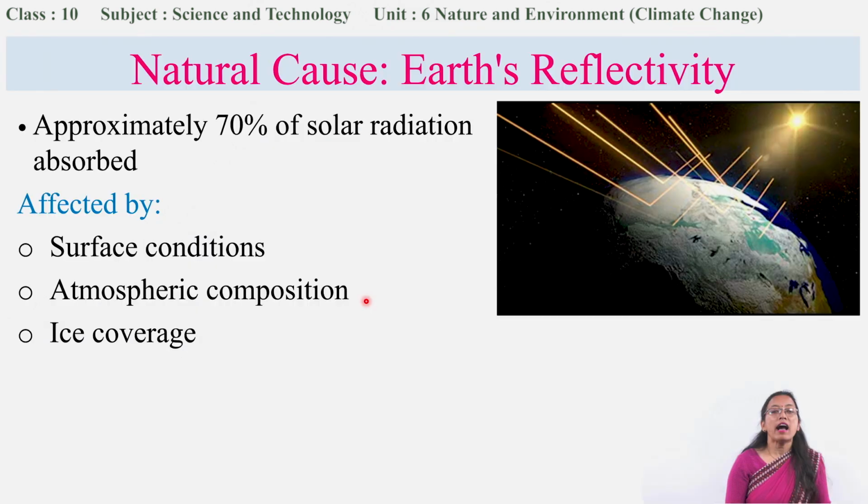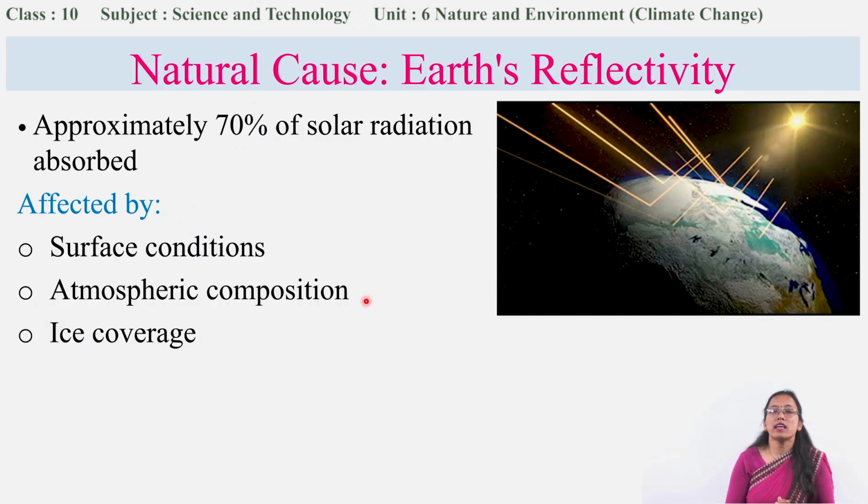That means the reflectivity of the earth, those sunlight from the earth. So, if there is more carbon dioxide or CFCs, then more heat is absorbed. Then the temperature of the surrounding will increase very high. Because of that, global warming takes place, which is part of climate change, as an effect of climate change. And ice coverage.